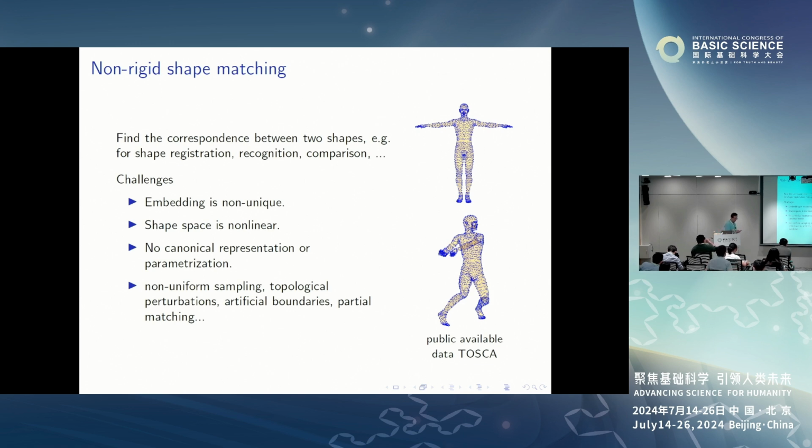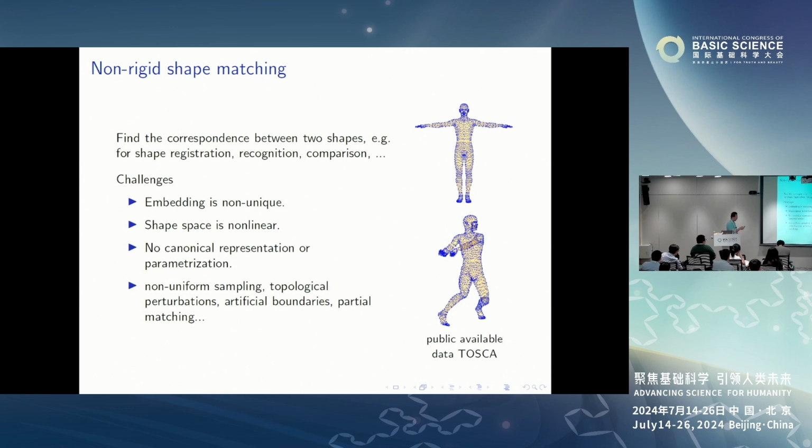But then you have many challenges. One is embedding is non-unique, right? So I think I have a piece of paper here. Okay, if you can give me one. Thank you. Yeah, that's good enough. This is a flat piece, right? But you can embed it in this way, you can embed it in this way, you can embed it in different ways, but they are all the same shape. Essentially, intrinsically, it's a flat piece. So embedding is not unique.